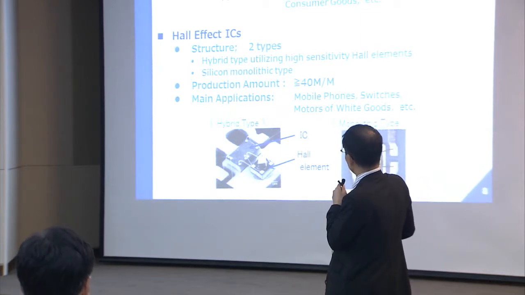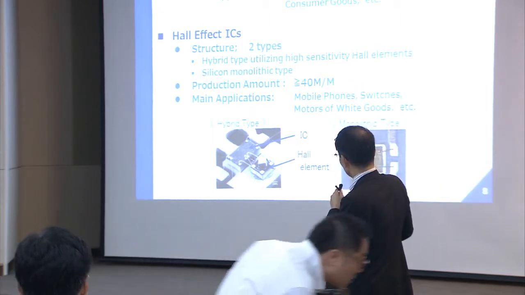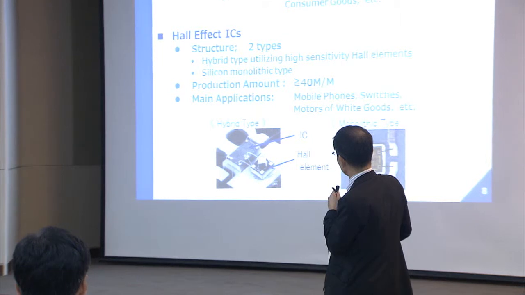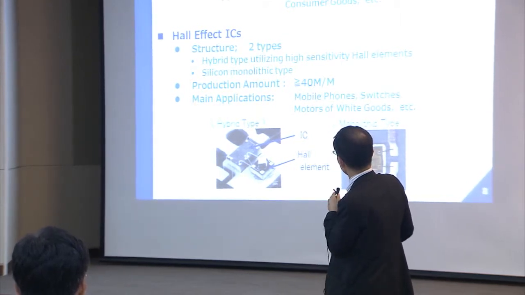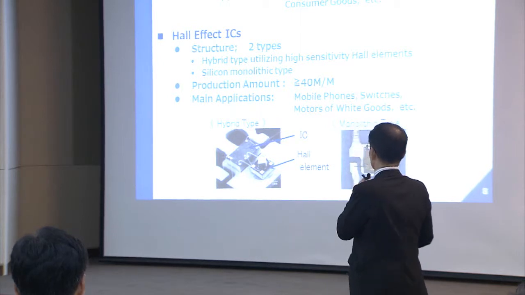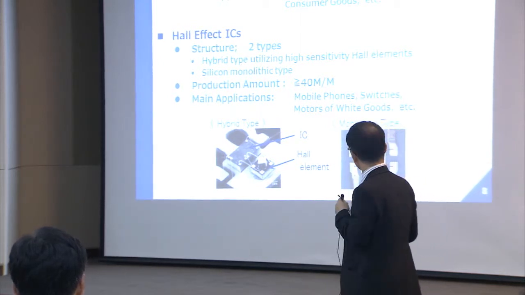Regarding Hall effect ICs, we have two types of structure. One is the hybrid type, with two chips inside one package, and the other is the monolithic type. The production volume is more than 40 million pieces per month.